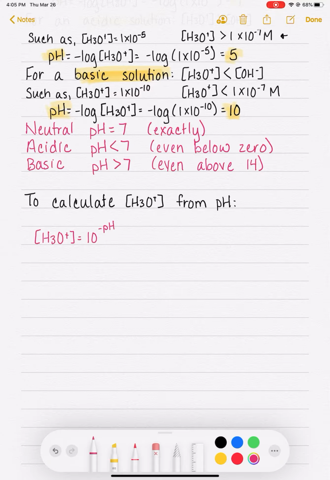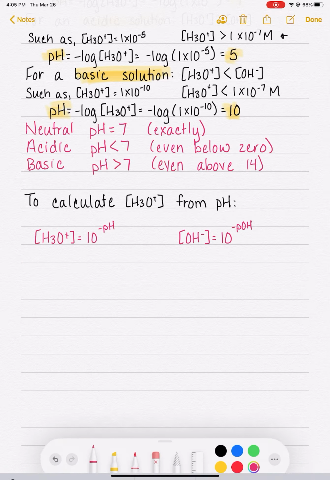And we can do the same thing with OH minus. We haven't talked about pOH much yet, but we're going to put that in here, and we are going to talk about it. If we wanted to calculate the OH minus concentration, that would come from 10 to the negative pOH.